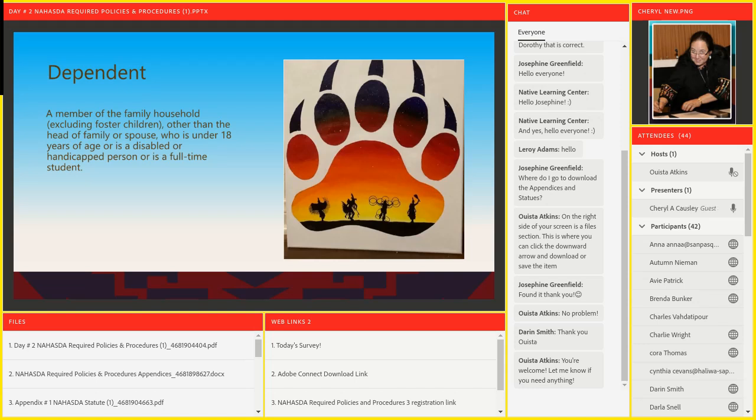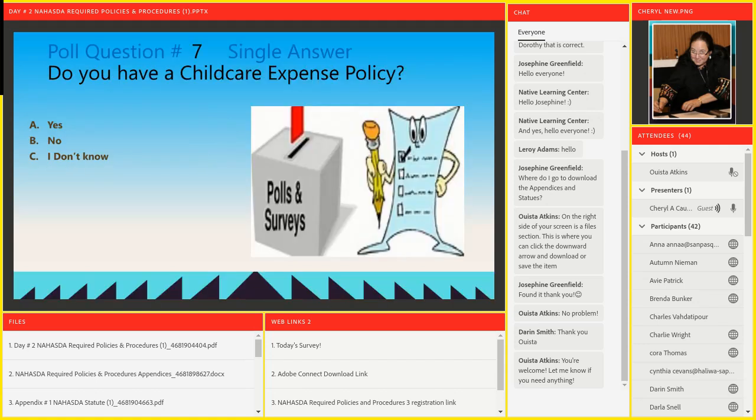You can pass language if you want to give a foster care or a dependent deduction to one of your tribal members, to your extended family, to a foster child. It just has to legally be adopted by your governing body. A member of the family household, excluding foster children, other than the head of family or spouse who is under the age of 18, or is a disabled or handicapped person, or who is a full-time student. That's your definition of dependent.